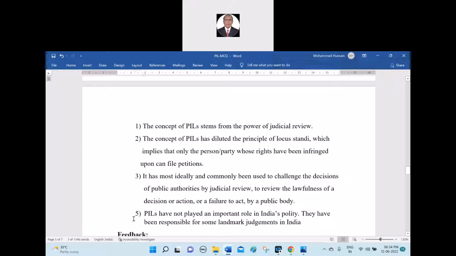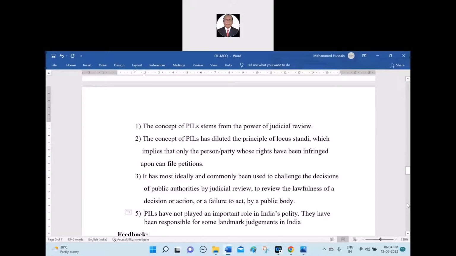And the fourth one, it is a mistake, I wrote 5. The fourth one is, PILs have not played an important role in India's polity. They have been responsible for some landmark judgments in India.